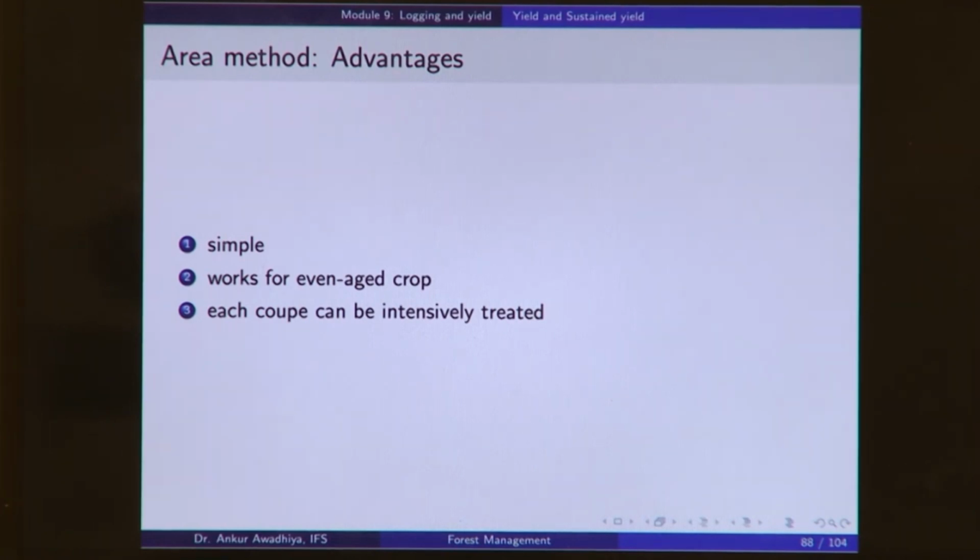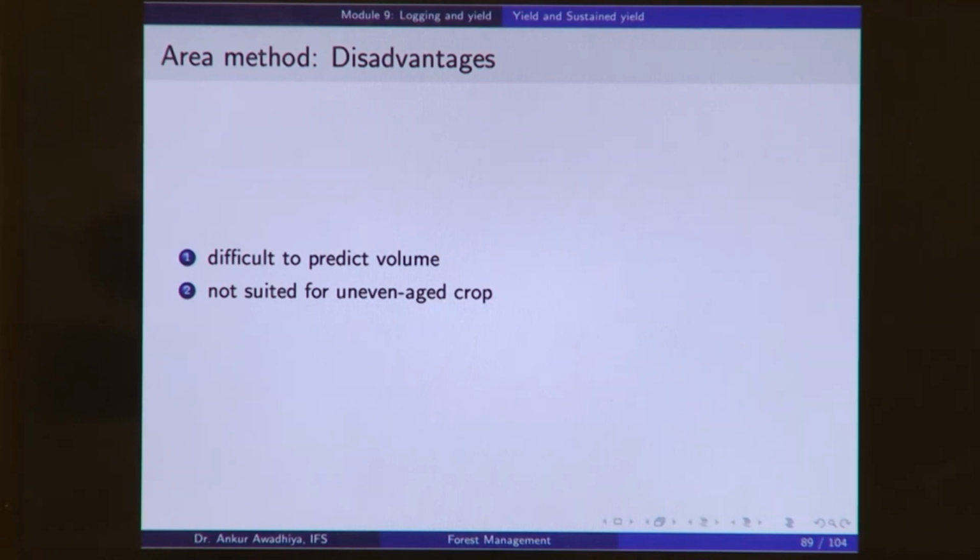However, this method has disadvantages. One, it is difficult to predict the volume, because nowhere have we talked about volume. If the landowner were to ask you what is the amount of timber that I will be getting every year, we can't say. What is the amount of revenue that I will be generating every year? Well, we can't say. Then it is not suited for an uneven aged crop, because you need to convert your forest into an even aged forest, and only then will you be able to use this method.